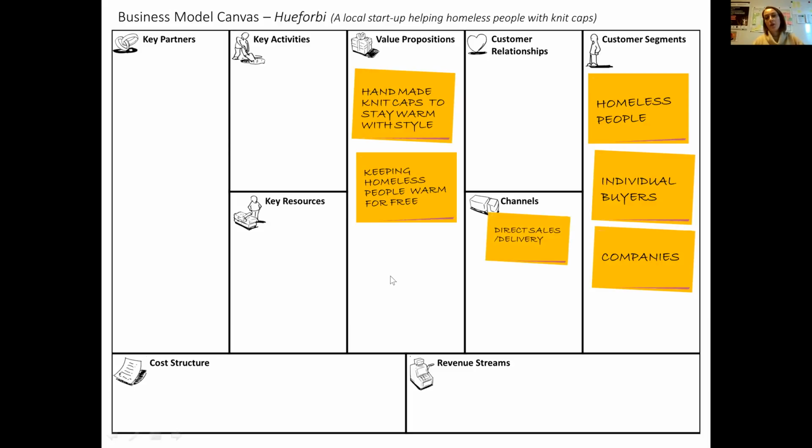Direct sales for homeless people. You already found out that this is a community that is not very easy to reach. You cannot find them over the internet. They do not exist on Facebook or Instagram. And if you are not in a position to interact with them in person, you shouldn't be the one starting this idea. So you should be trying to reach them through direct and personal channels. So you are reaching them through direct sales and delivery.